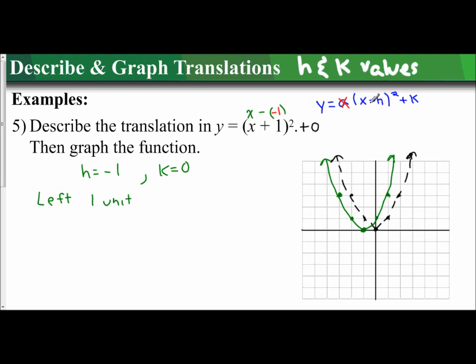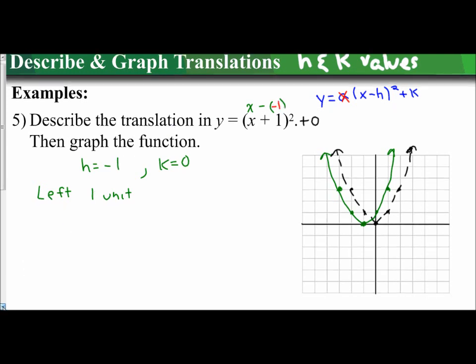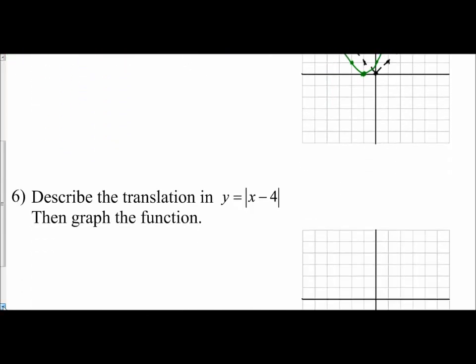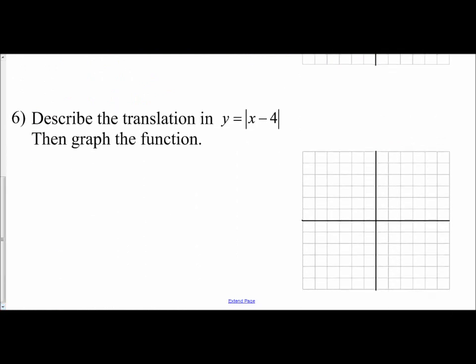Remember, I told you your h value is the opposite of what you see because the formula itself says x minus. So you look at what you subtract to make that a positive, and you would subtract a negative 1. So let's examine how to do a translation with an absolute value. It's going to be the same idea.